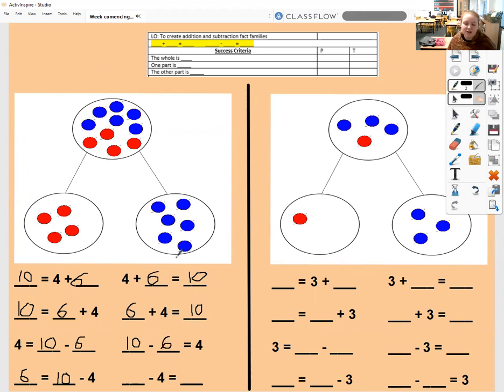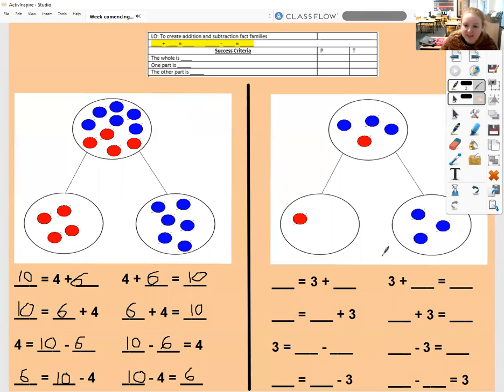Oh, last one. So I know that my whole goes before my subtraction symbol. So I know my whole is going to go here. 10 subtract my first part, which is 4, equals my remaining part. So this is my first part. My remaining part is 6. Oh, brilliant. I would like you to pause your screen and please have a go at this one for me and come back to find out the answer.